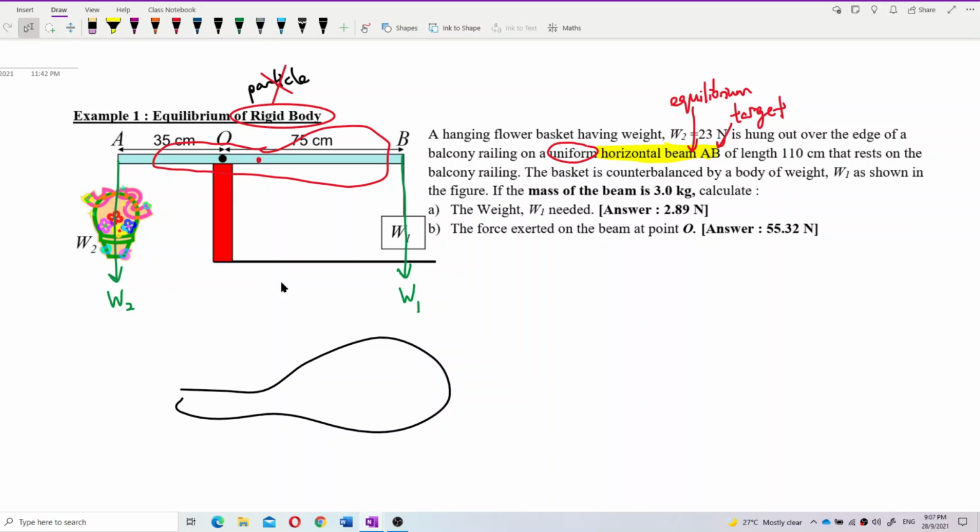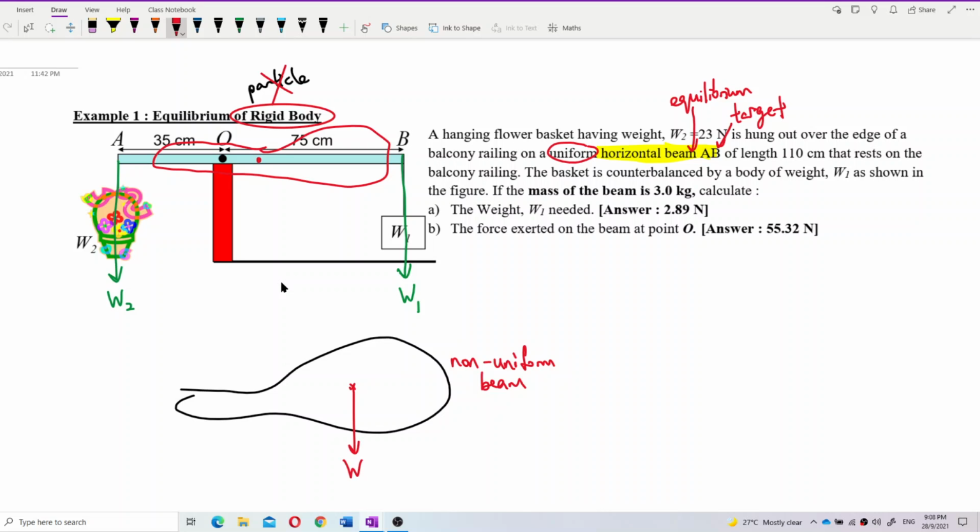So where do you think is the center of mass? The center of mass is at somewhere over here. It's not at the center. You understand or not? This is if non-uniform. If this is a non-uniform object, non-uniform beam or non-uniform object, then the center of mass is not at the center, it is over here.